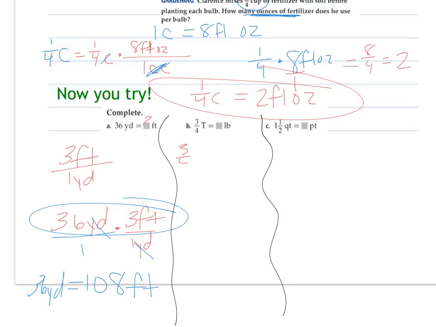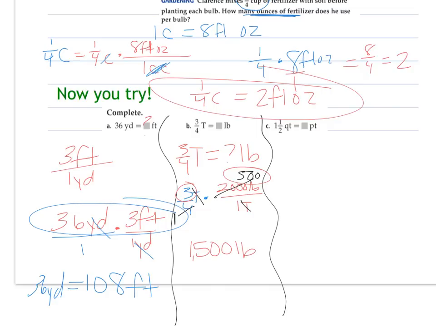3/4 of a ton is equal to how many pounds? Well, I know that 2,000 pounds is equal to 1 ton. So I'm really doing 3/4 times that unit ratio. Tons are gone. So I'm looking for 3/4 of 2,000 essentially. Well, 4 goes into 2,000 500 times using my multiplication skills. So then I have 3 times 500, which is 1,500 pounds.